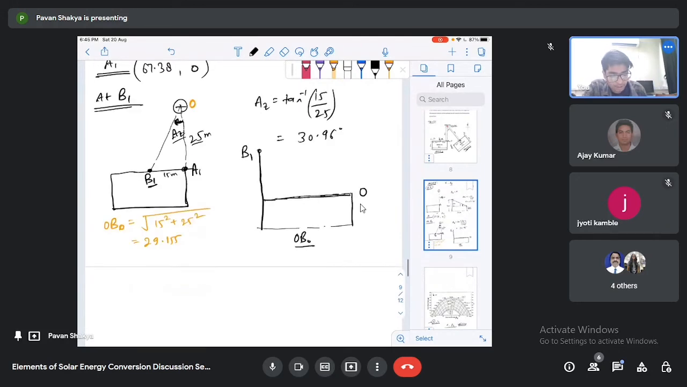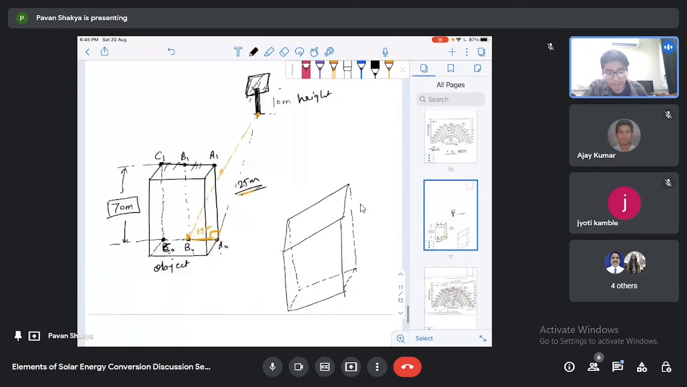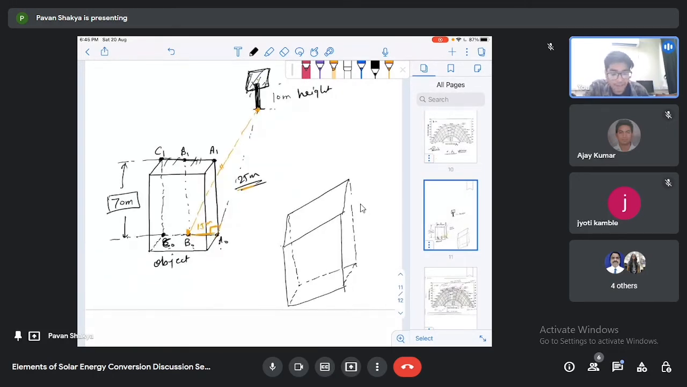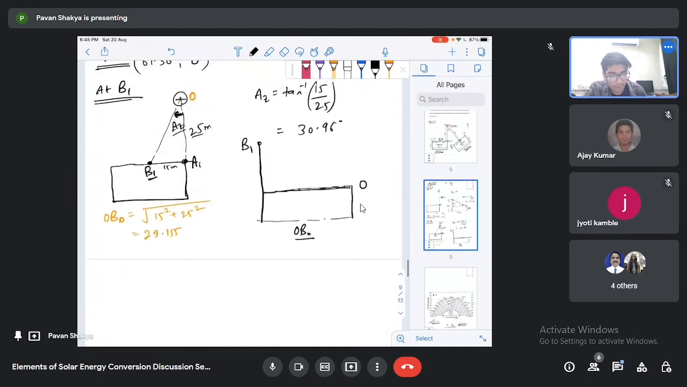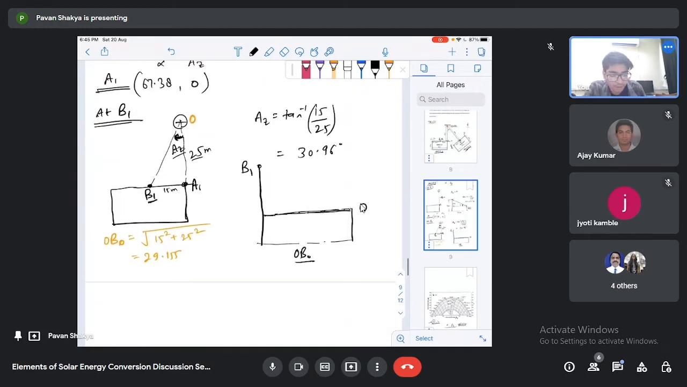From the 3D figure, I am talking about the side view. So what will be the side view? The side view is like B0, B1, that is this one, and this one. Okay, so what is this distance that we have calculated as OB0? So this one is our OB0, and this one is similar to the earlier one, that will be the 60 meter.